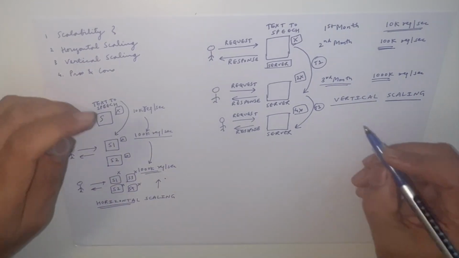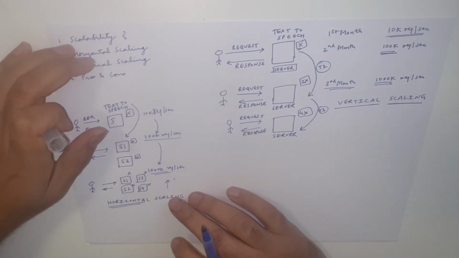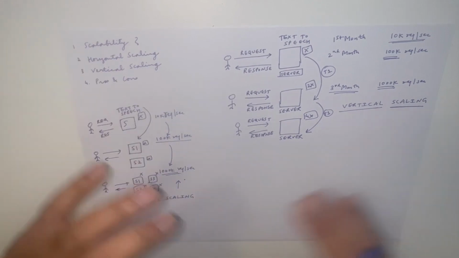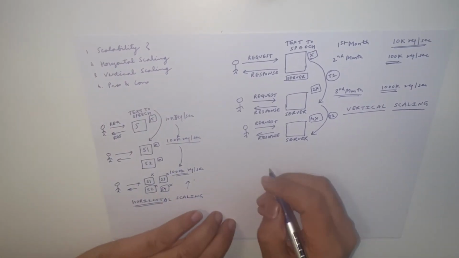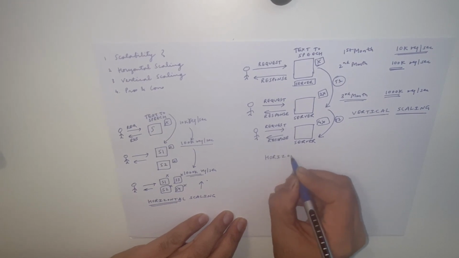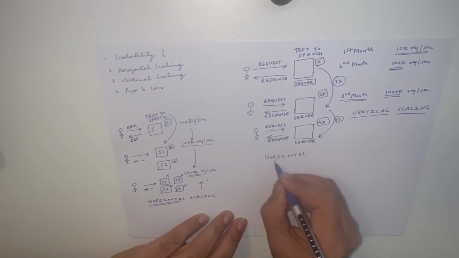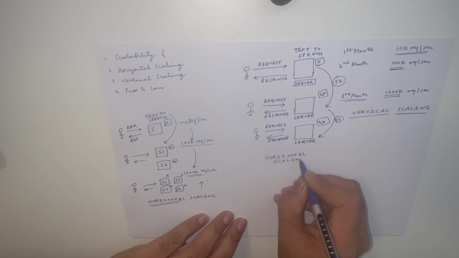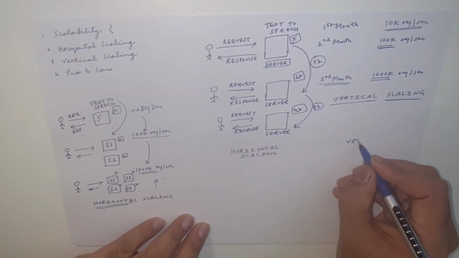Now that we have understood the concept of vertical scaling and horizontal scaling, let's try and compare both these kinds of scaling. So you've got horizontal scaling, and then you have got vertical scaling.